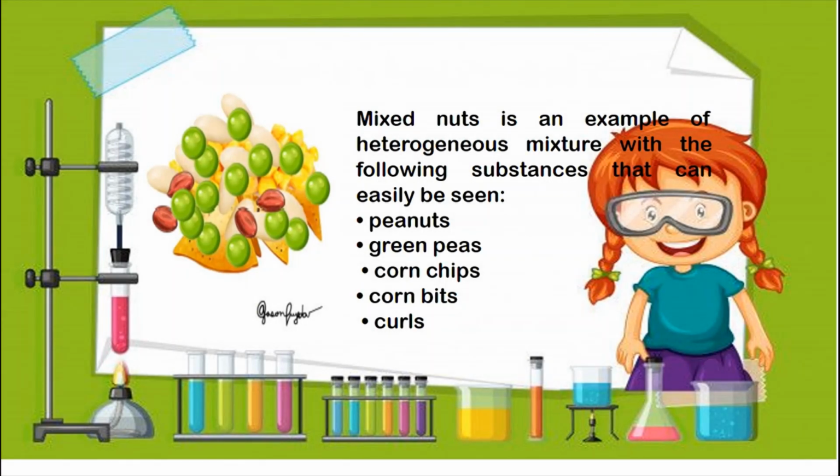Okay, let's go to mixed nuts. Look at this, these substances were mixed together. Mixed nuts is an example of a heterogeneous mixture with the following substances that can easily be seen: peanuts, green peas, corn chips, corn bits, and curls. Even if all of these substances are mixed together, we can still easily identify the green peas, the beans, and the corn chips. So it is called a heterogeneous mixture. Hopefully you will not be confused between heterogeneous and homogeneous mixtures.